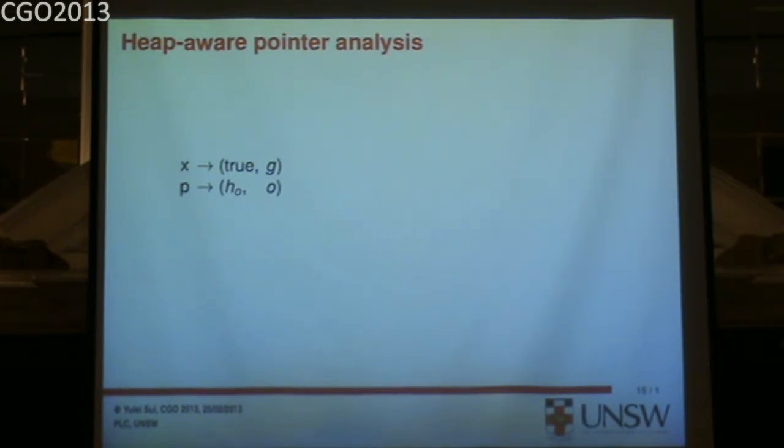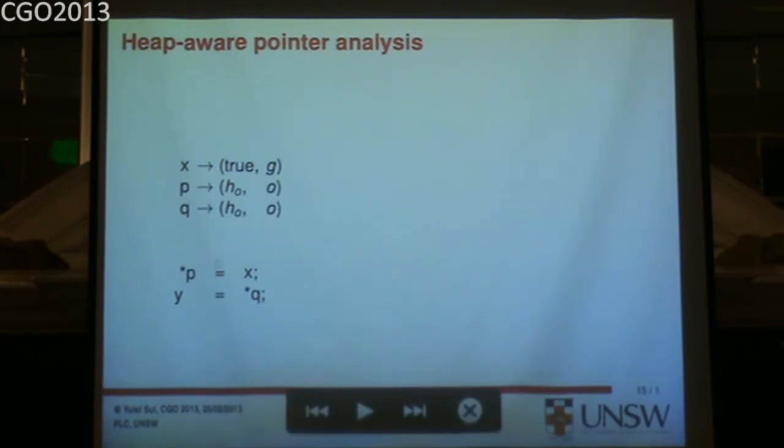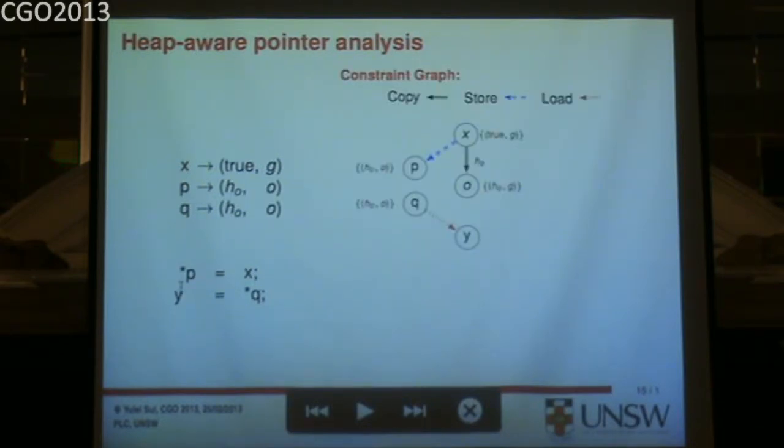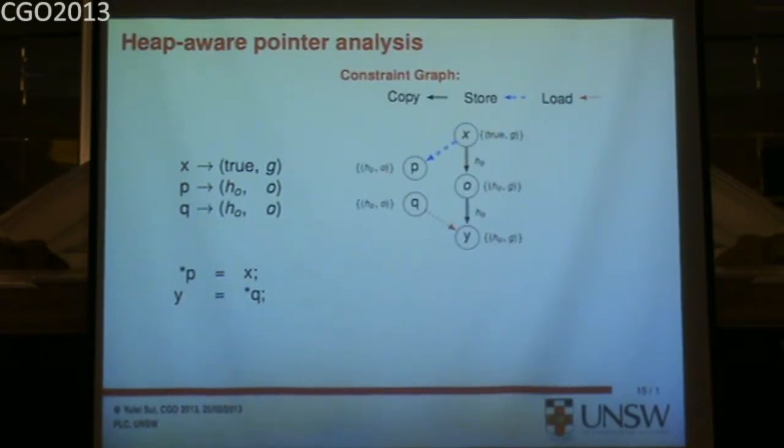So how do we get the heap-related information during points-to resolution? For example, we have a store and a load: X is stored to P, and Q is loaded to Y. Remember that P and Q, if they have a less precise heap model, may point to the same heap object O. In such a way, X's value can pass through these layers into Y. And finally, Y gets points-to target G under condition HO.